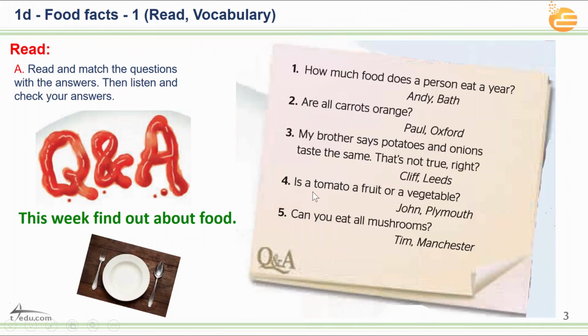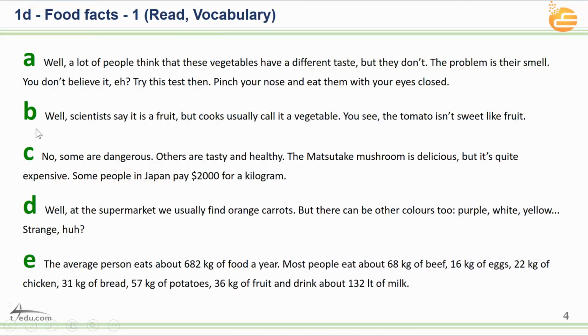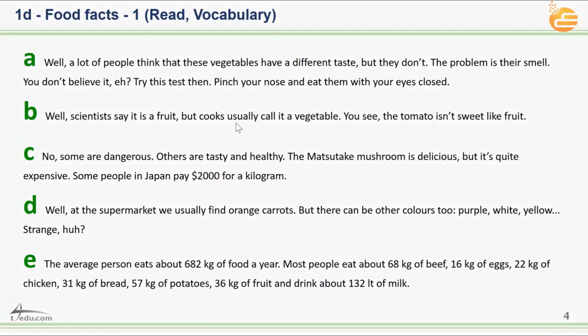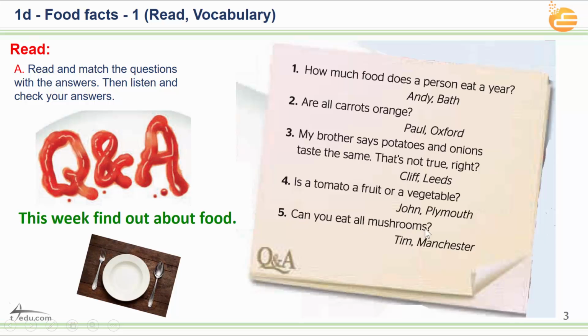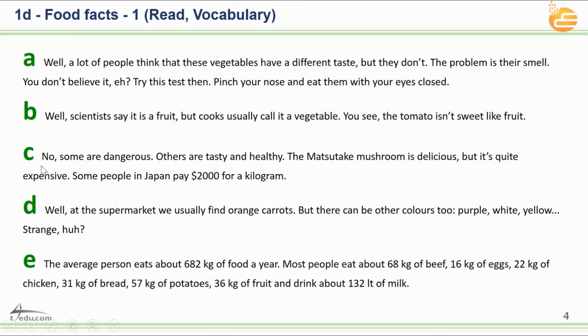4. Is a tomato a fruit or a vegetable? B. Well, scientists say it is a fruit, but cooks usually call it a vegetable. You see, the tomato isn't sweet like fruit. 5. Can you eat all mushrooms? C. No, some are dangerous. Others are tasty and healthy. The matsutake mushroom is delicious, but it's quite expensive. Some people in Japan pay $2,000 for a kilogram.